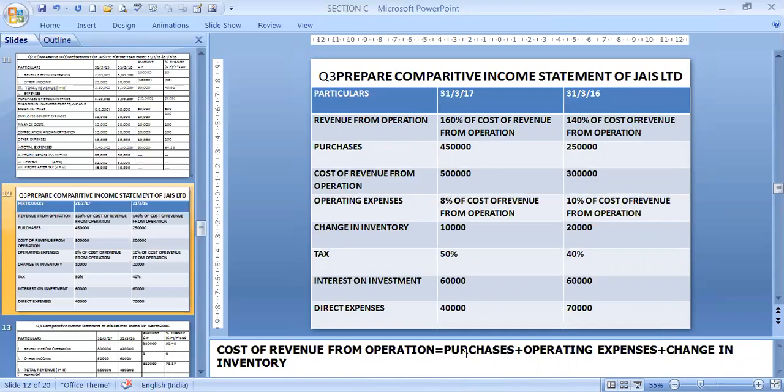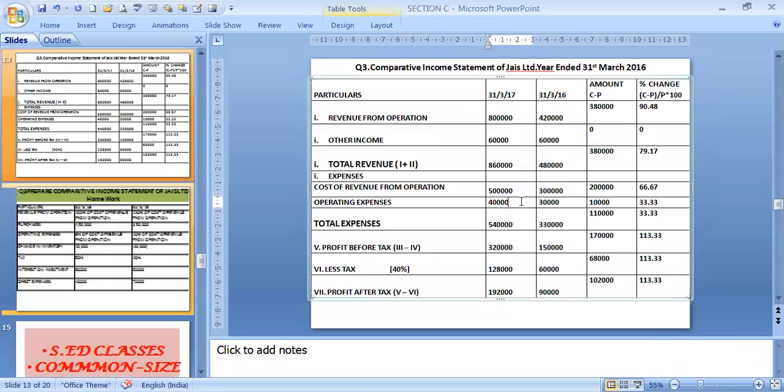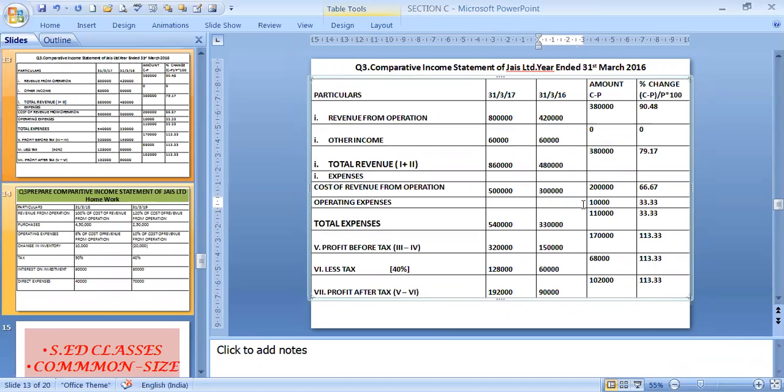This is the formula. We can consider either cost of revenue from operation or these three. In the last sum, I had taken the right hand side part. In this sum I will be taking only cost of revenue from operation. That means the same thing, but I will not be taking operating expenses, I will not be taking purchase, I will not be taking changes in inventory. So as I am not taking these three, we will only be taking cost of revenue from operation.